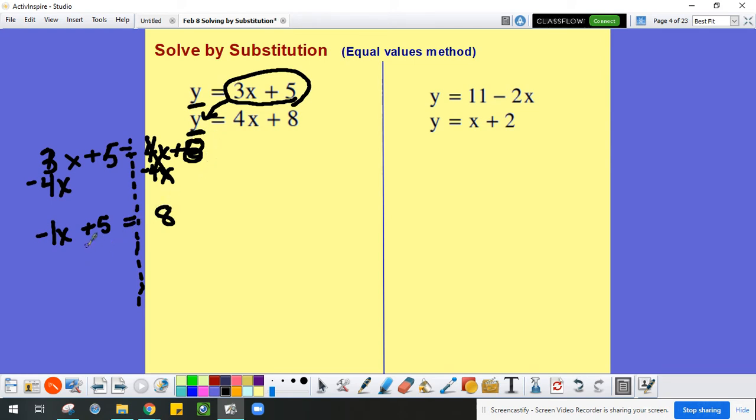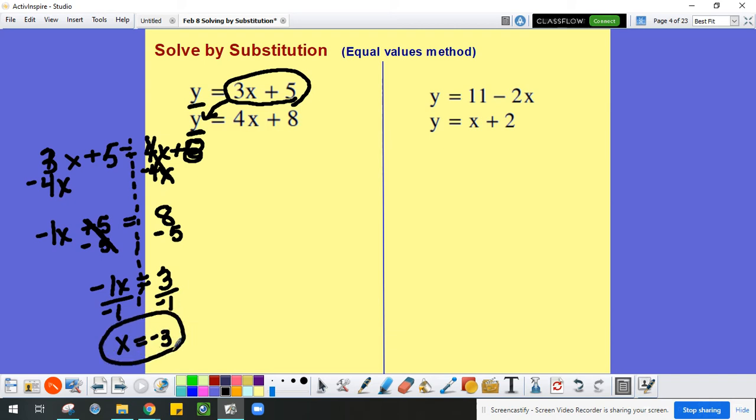Now I'm going to get the plain numbers, otherwise known as the constants, 5 and 8, over to the right-hand side. 8 is already over here. I'm going to cancel 5 off of the left of the equal sign and move it to the right of the equal sign with the inverse operation of subtraction. So 8 minus 5 is 3, and I have negative 1x. To get x completely by itself to be a positive 1x, I'm going to divide by negative 1, and I have x equals negative 3.